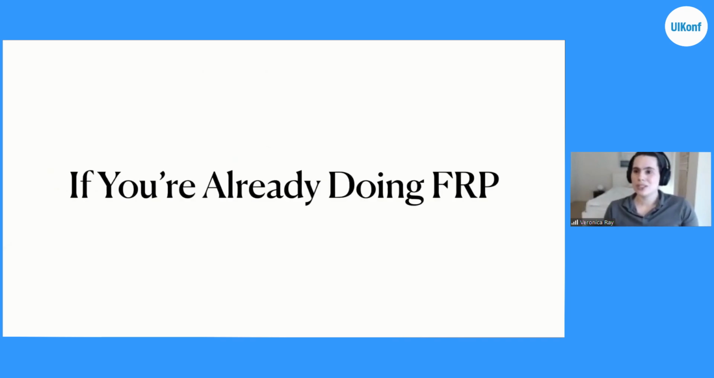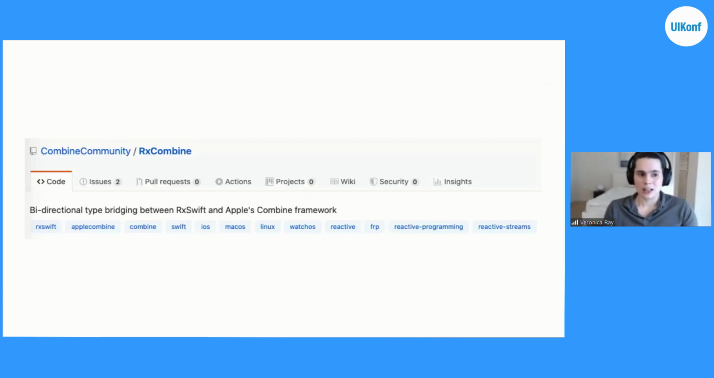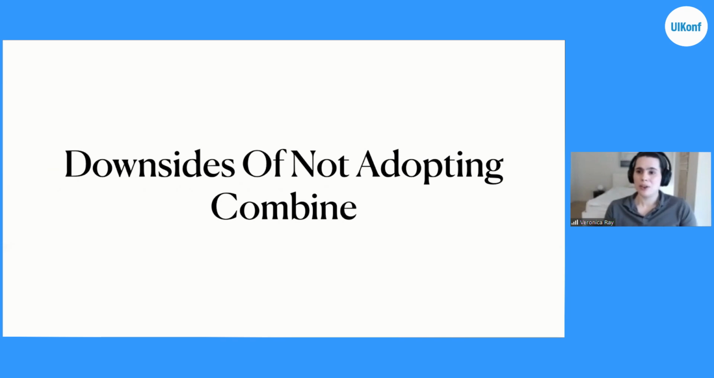So this is an interesting area that I did some thinking about. You're already doing functional reactive programming. You're using an existing third-party framework. Can you adopt SwiftUI without Combine? So you can technically, and there's already open source projects for bridging. However, there's some major downsides to not adopting Combine, and let me go through those.